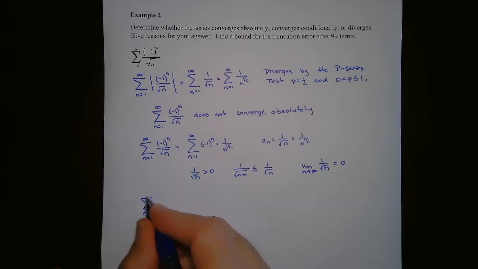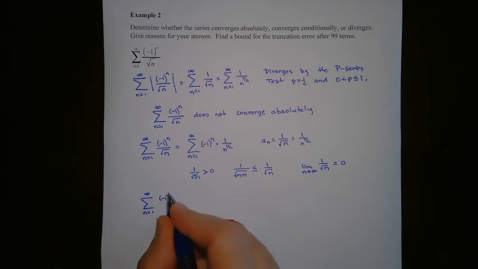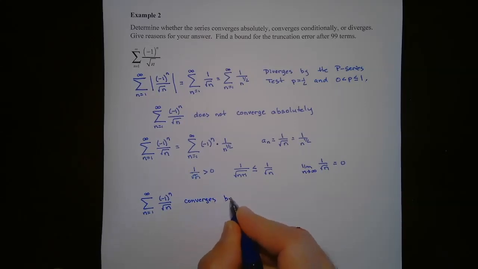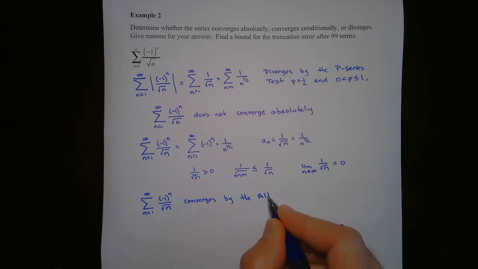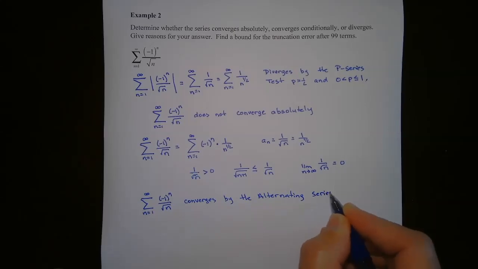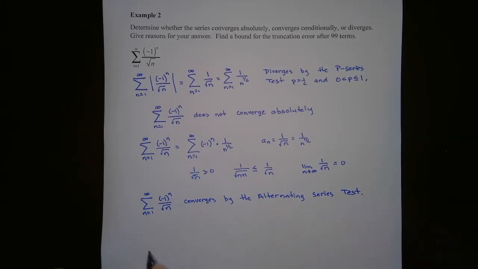So the sum from n equals 1 to infinity of (-1)^n over the square root of n converges by the alternating series test, which means the sum from n equals 1 to infinity of (-1)^n over the square root of n converges conditionally, or is conditionally convergent.